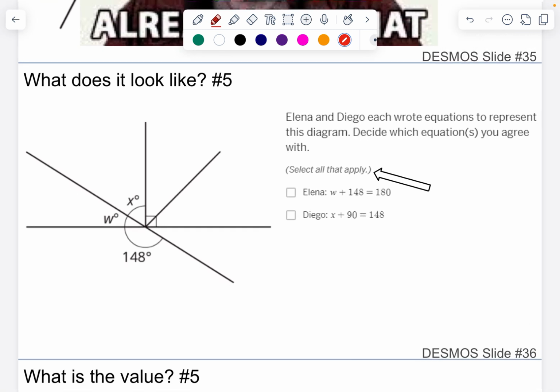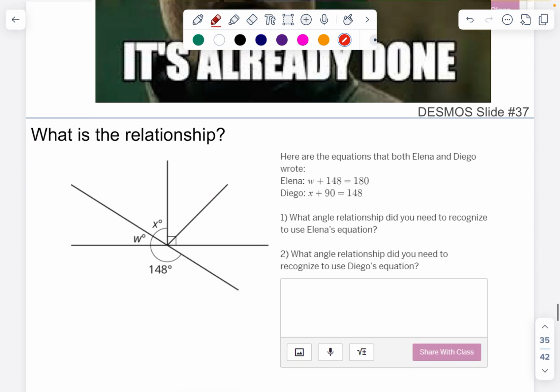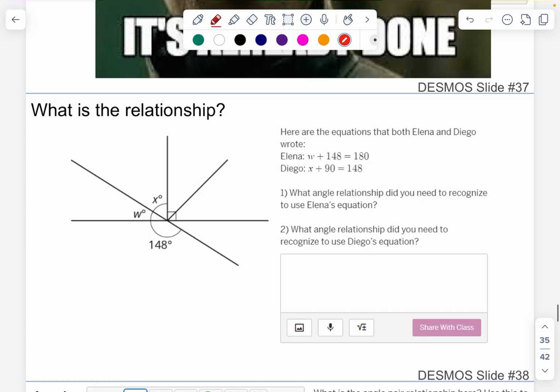Elena and Diego each wrote equations to represent this diagram. Decide which equations you agree with. All right. She says W plus 148. All right, I'm going to have you try that one, and we're going to come back to it. We'll do it as a warm-up or something. What if I told you it's already done? I want you to try this one.